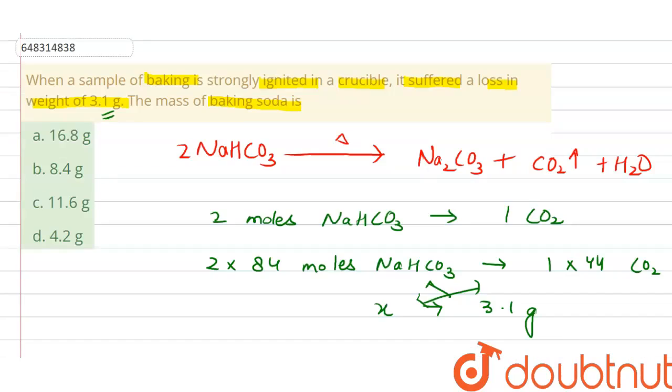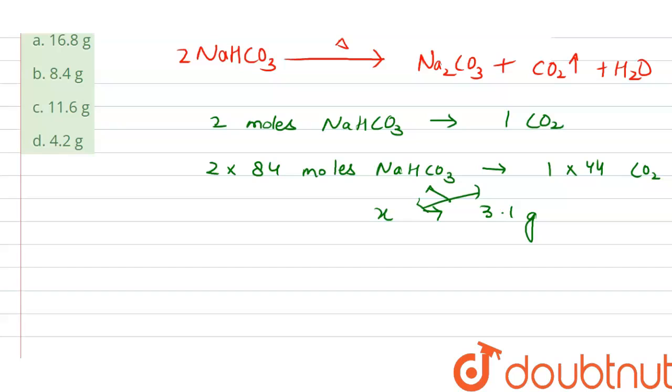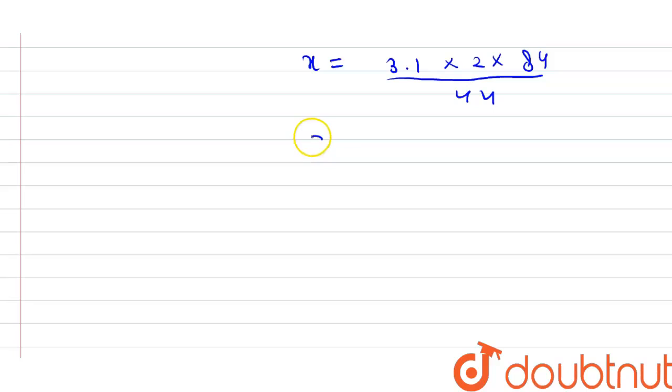That is, X is equal to 3.1 into 2 into 84 upon 44. Okay, so on calculating this, we will get the value of X as 11.83 grams. And this is our answer.